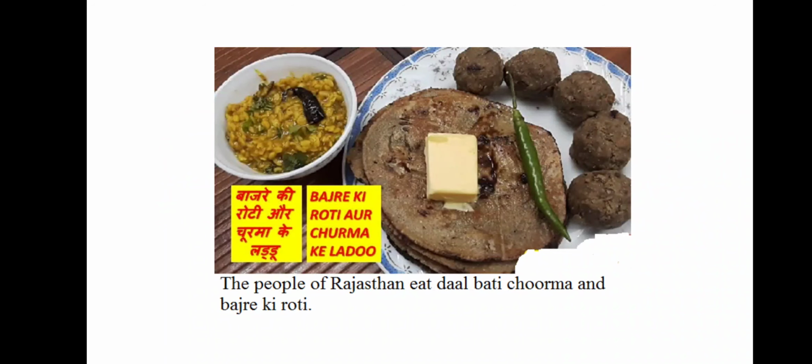Now, the people of Rajasthan eat dal bati churma and bajre ki roti. So, if you look at the people of Rajasthan, they eat dal bati churma. You can see there is a dal in a small bowl in the picture. You can see the bajre ki roti, and you can see that there's a churma laddu there on the plate. So, people of Rajasthan eat these kinds of foods.